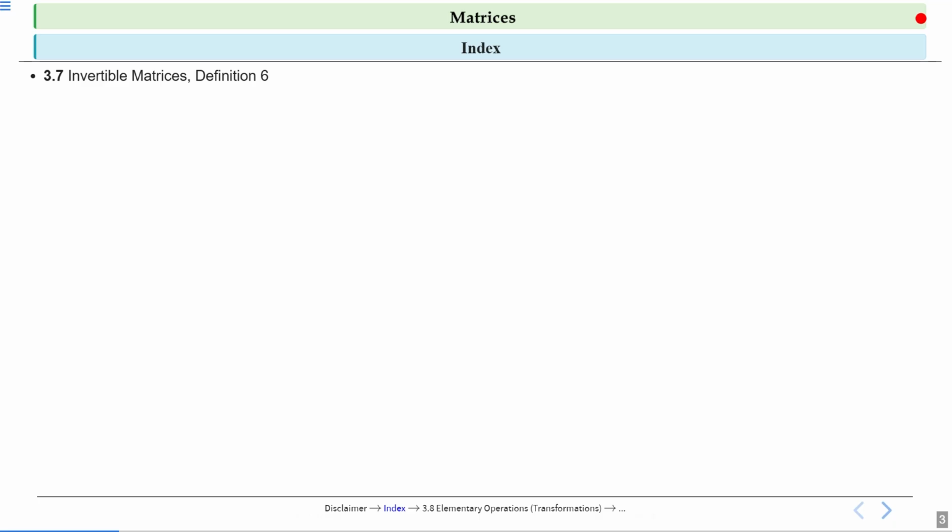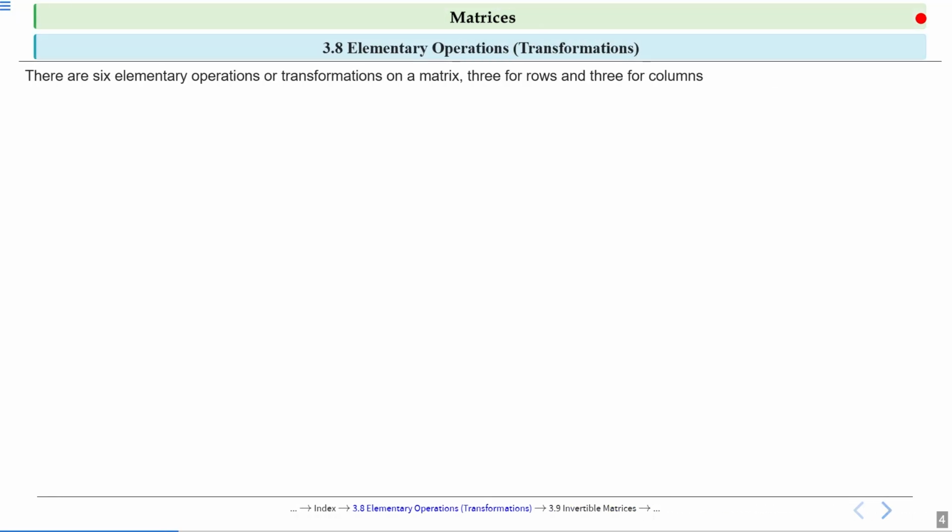So in today's class, we will study matrices, NCERT section 3.7, invertible matrices, definition 6, theorem 3 and 4, NCERT exercise 3.4, right? So let's start.